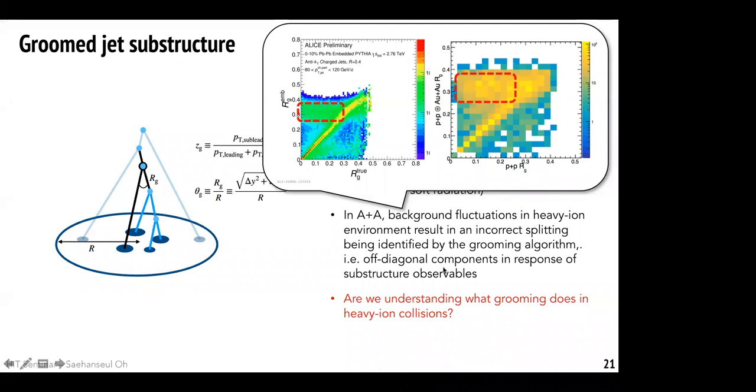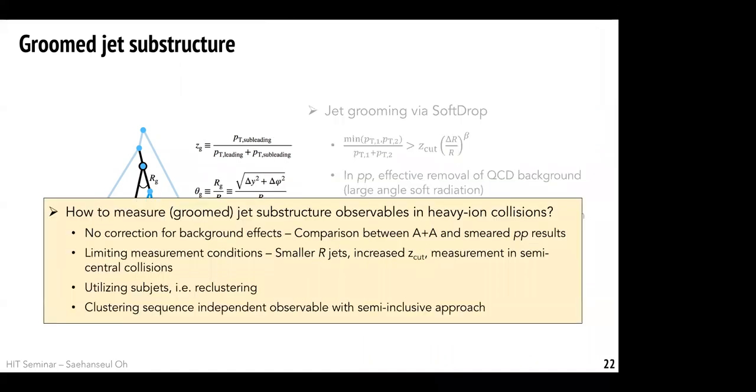And are we understanding what grooming does in heavy ion collisions? That is one of the main questions that I can also think of. And my personal answer is we are not at the level that we are fully understanding what grooming does in heavy ion collisions. And I don't think we can play with them with comfort. We are not at that level. However, this doesn't mean that we cannot measure jet substructure in heavy ion collisions, because we developed several ways to measure jet substructure observables in heavy ion collisions.